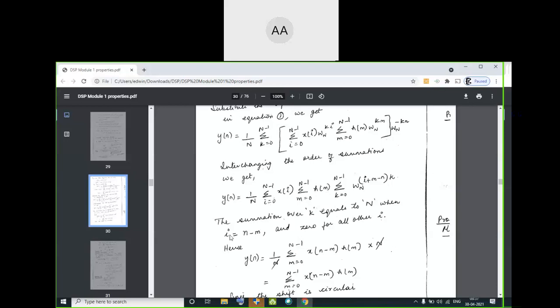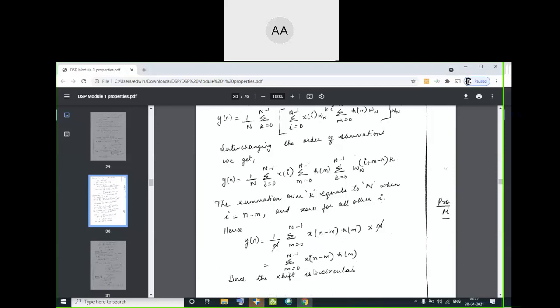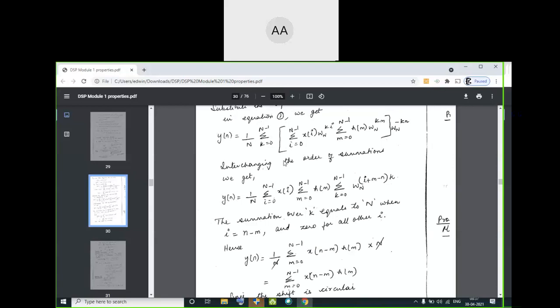What to do? You will introduce this term n minus m which you want. Getting it? So 1 by n remains. A single summation m equal to 0 to n minus 1 is there. So if you are replacing this I with m, this becomes n minus m. You are considering I is equal to n minus m. H of m is there.